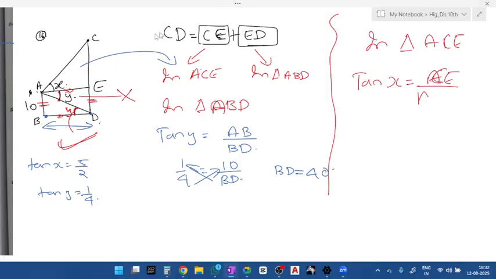CE divided by AE. Mariana, Tanishka, did you all understand this? CE divided by AE. You all don't need to answer. If you have any doubts, just unmute and ask. Only Tanishka and Mariana. Others have to answer.